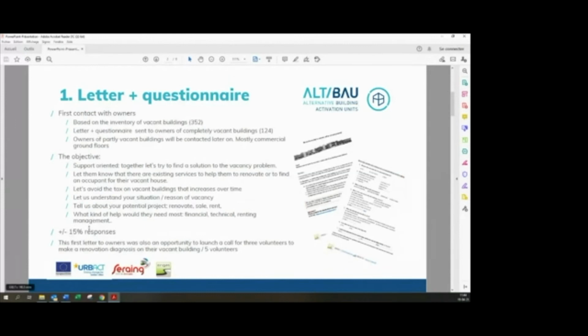So we got an average of 15% response, which is not bad, in fact, because when you send a letter like this for the first time, I think Chemnitz had the same results. You can count on a response of 10 to 15%. Writing to owners was also an opportunity to launch a call for 3 volunteers to make a diagnosis on their vacant buildings. And we had 5 volunteers, so we chose 3 of them to launch a renovation diagnosis. The owners could fill out the questionnaire online, or they could send it by mail or even by post.